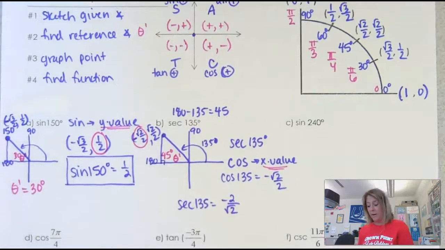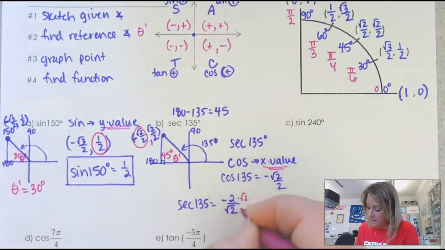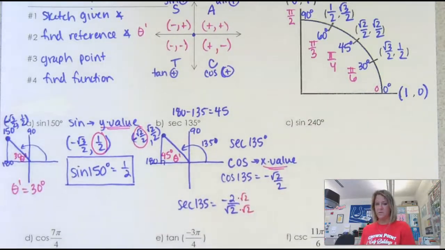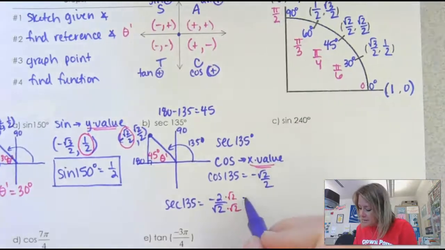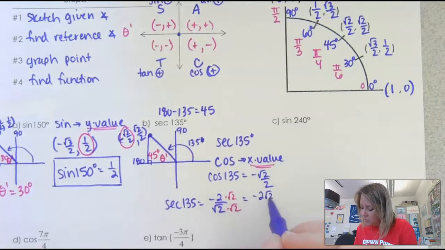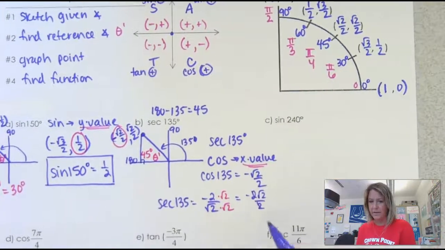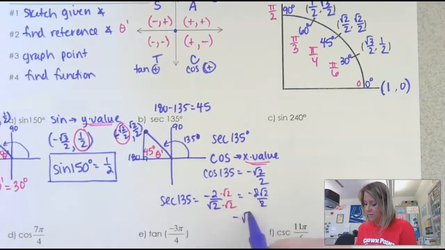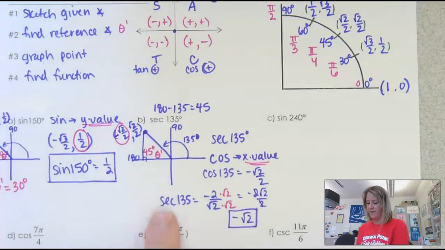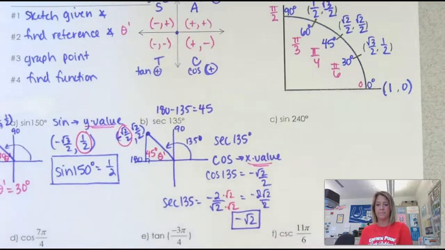I can't have a radical at the bottom, so now I need to rationalize. So I've got negative 2 radical 2 over 2, and then these 2's cancel out. So my answer is just negative radical 2. So the secant of 135 is negative radical 2. I evaluated. I got a number answer.